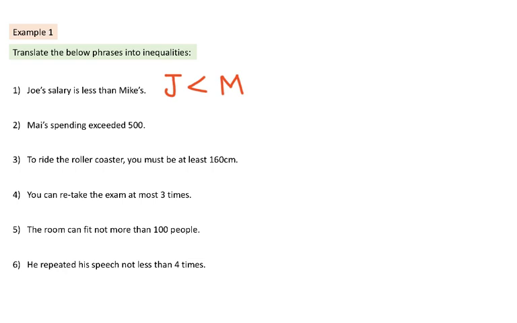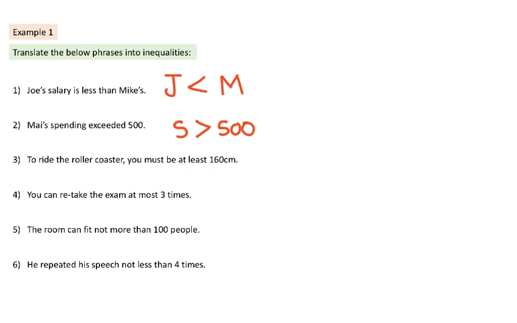Let's look at the next one. May's spending exceeded 500. I don't know if that's dollars or euros, but what is the point? Her spending exceeded. Exceeded means is bigger than. So is bigger than 500.